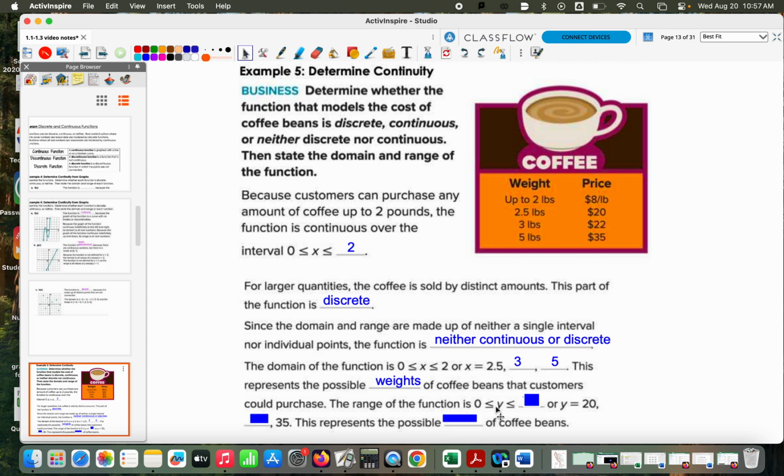Now the range here could be from 0 to, my first thought is, from 0 to 8, but no, if you really think about it, it's $8 per pound. So if I buy 2 pounds at $8, it really goes from anything from 0 up to $16, or you could spend $20, $22, or $35 to get these individual y values. And this represents your different costs. All right, so there we go.